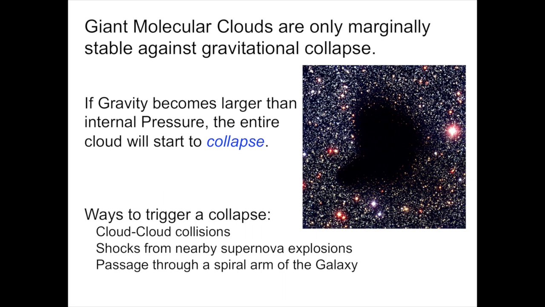Another way to tip the balance in favor of gravity is to have a large overpressure strike the cloud in the form of a supernova explosion blast wave.